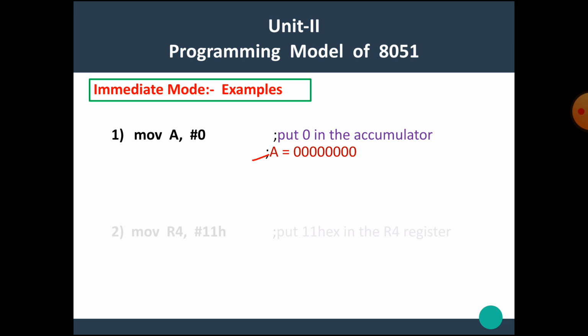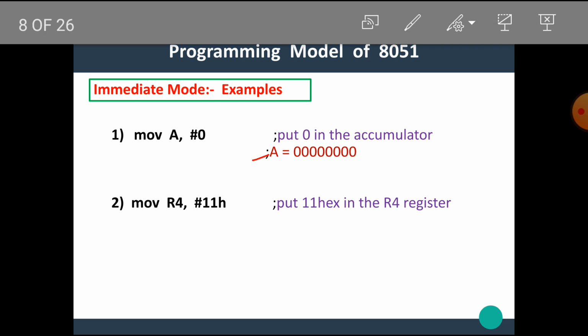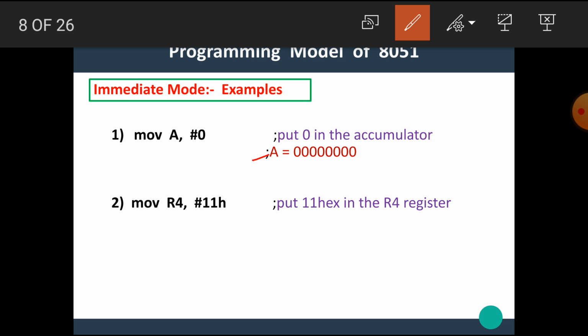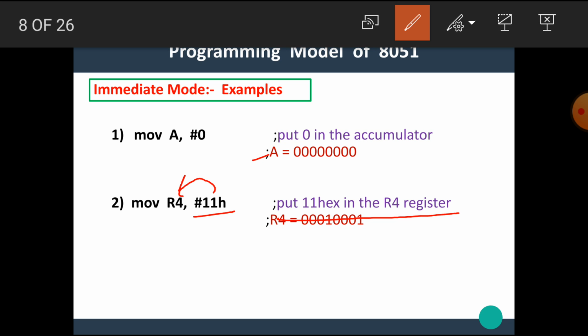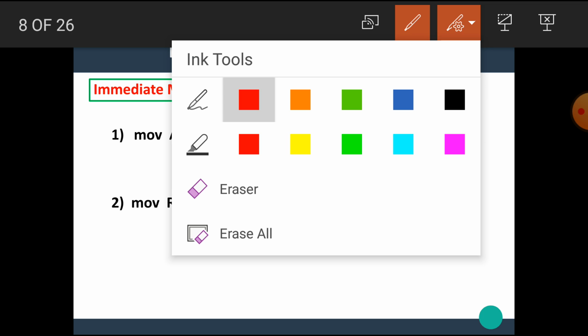The next instruction is MOV R4, #11H, that means move immediate data 11 hex into R4. After execution of this instruction, we get the value in R4 as 00010001, that means 11H.